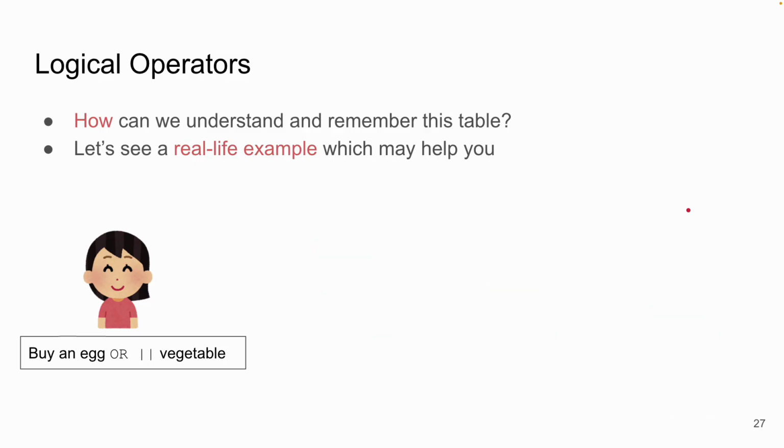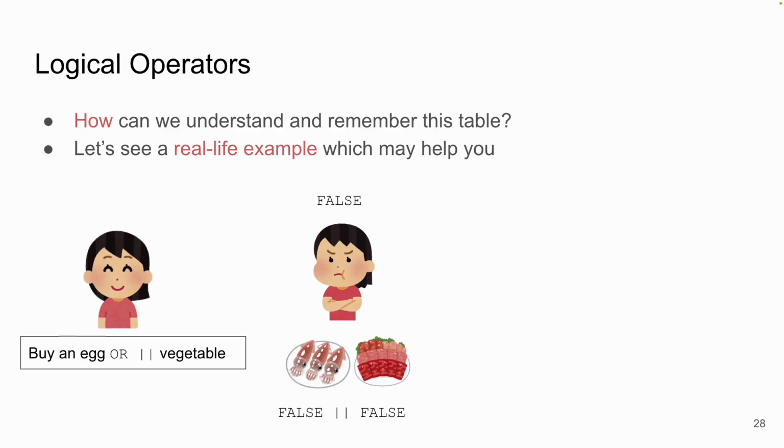So let's check out a similar example for OR. So again, your mom has an instruction for you, and today the instruction is that your mom wants you to buy an egg or vegetables. So if you buy the seafood and meat, both things are not the things your mom wants you to buy. So the outcome will be false. Your mom will be unhappy.